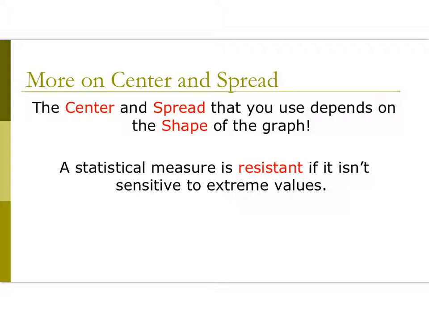So we talked briefly about skewedness, and skewedness has effects on center and spread and which one I should be using. So the ones that I'm going to use depends on the shape of my graph. A statistical measure is resistant if it isn't sensitive to extreme values. Think of it as if you are resistant to a new idea, you are not going to be easily moved. Versus if you're non-resistant, you'll go with the flow and go wherever you are being pulled.